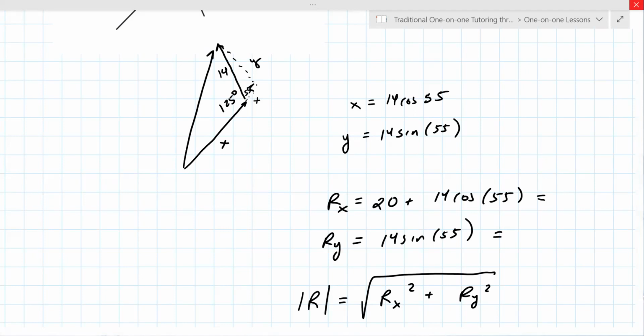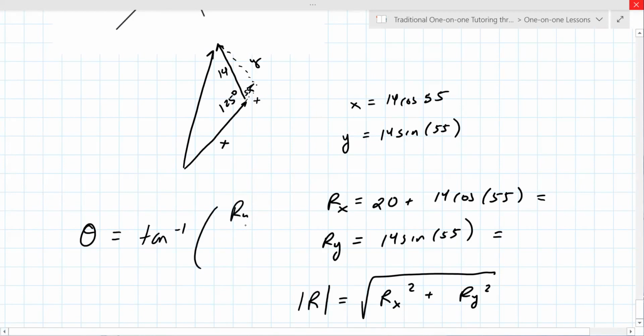Problems 15, 16, 17 are just drawing the picture and then doing the same thing. If any of them ask for theta, theta is the arctangent of ry over rx, just like you were doing.